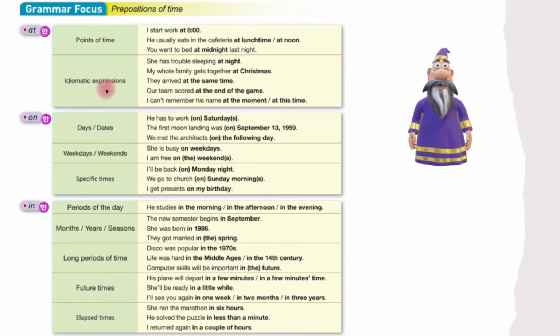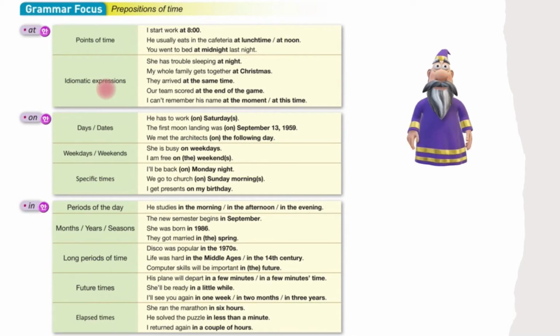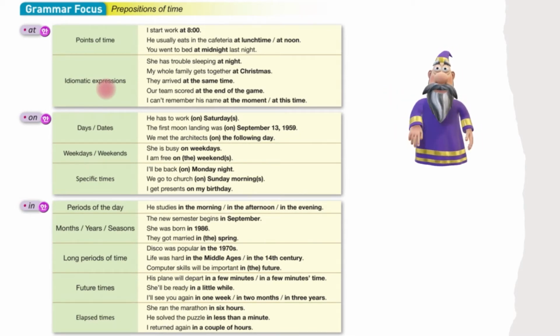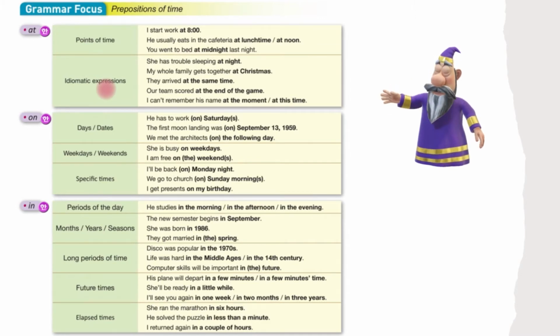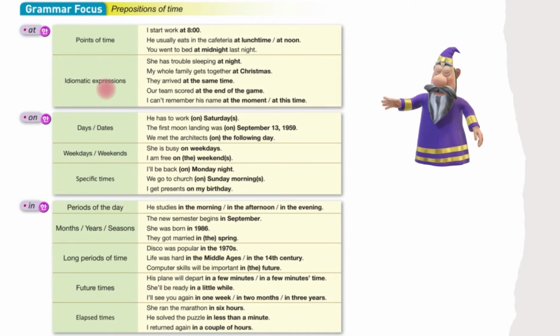Idiomatic expressions. She has trouble sleeping at night. So that's to describe nighttime. At nighttime. When the sun goes down.